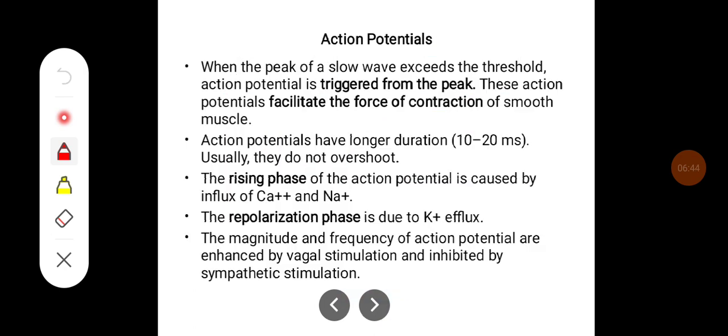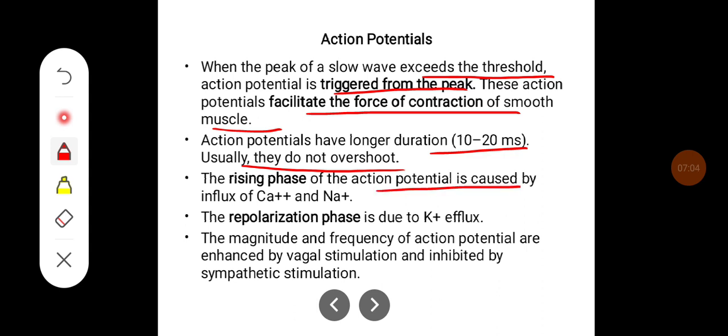Action potential. When peak of slow wave exceeds the threshold, the action potential is triggered from the peak. These action potentials facilitate the force of contraction of the smooth muscle. Action potentials have a longer duration, 10 to 20 milliseconds, and usually they do not overshoot. The rising phase of the action potential is caused by influx of calcium and sodium. The repolarization is due to the potassium efflux.